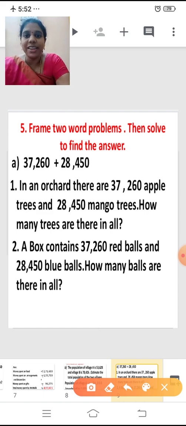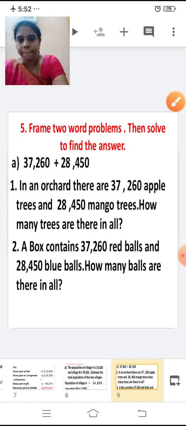In an orchard, there are 37,260 apple trees and 28,450 mango trees. So how will you find out the total number of trees? We'll add, right? So how many trees are there in all?